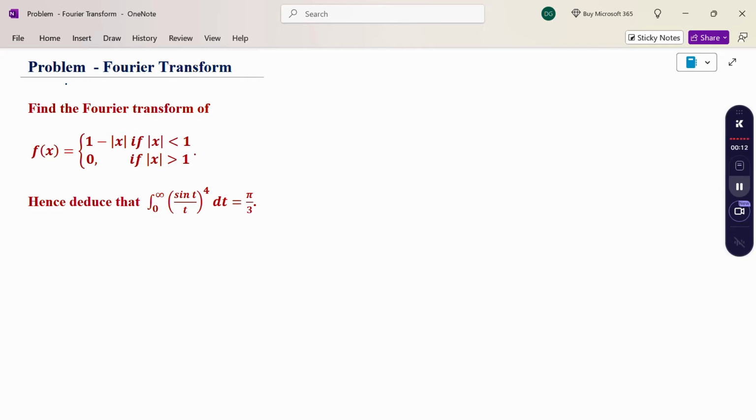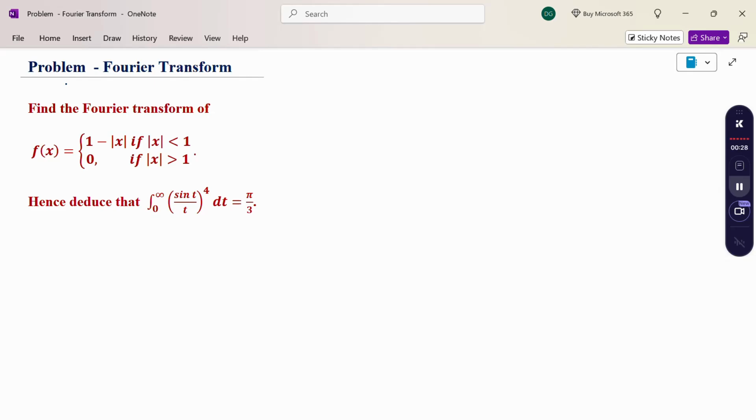In this section we are going to discuss a Fourier transform problem with the Parseval identity. Find the Fourier transform of f(x) = 1 - |x| if |x| < 1, and f(x) = 0 if |x| > 1. Hence deduce that the integral from 0 to infinity of (sin t / t)^4 dt equals pi/3.